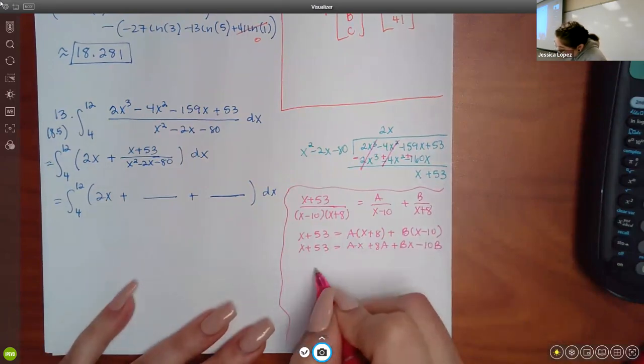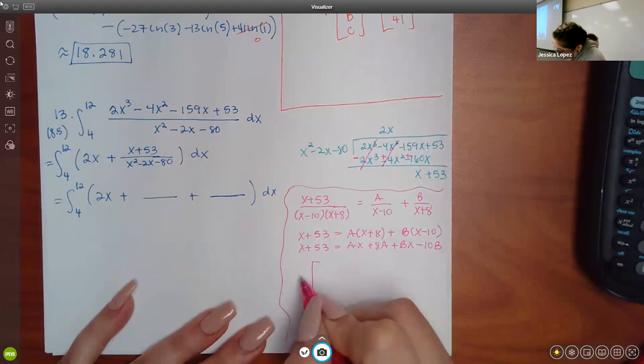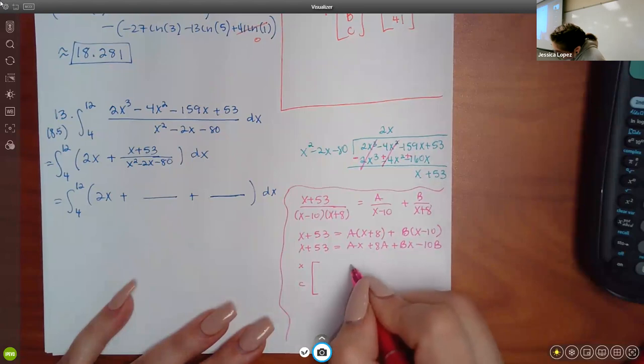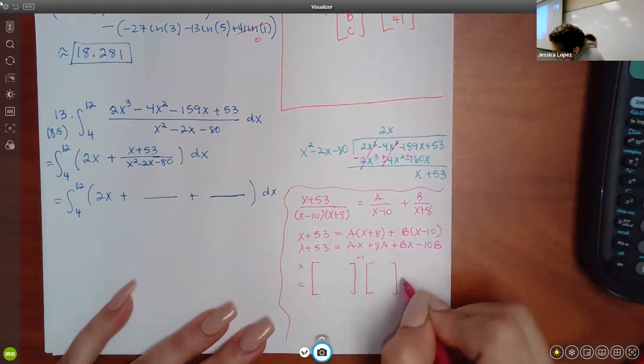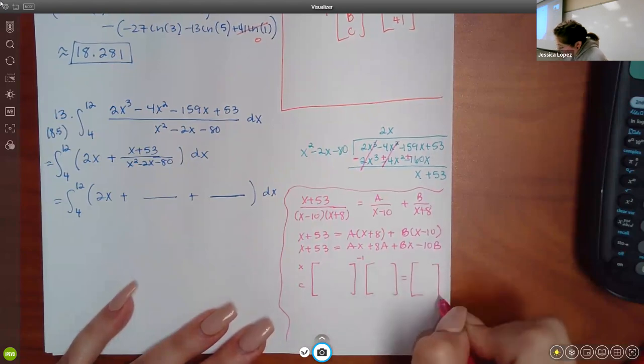This one's a little bit easier to see than the other one. But I don't have x squared. So when I set up my matrix, I'm only going to be worried about coefficients for x and my constant. Okay. And I'll write the answer over here.